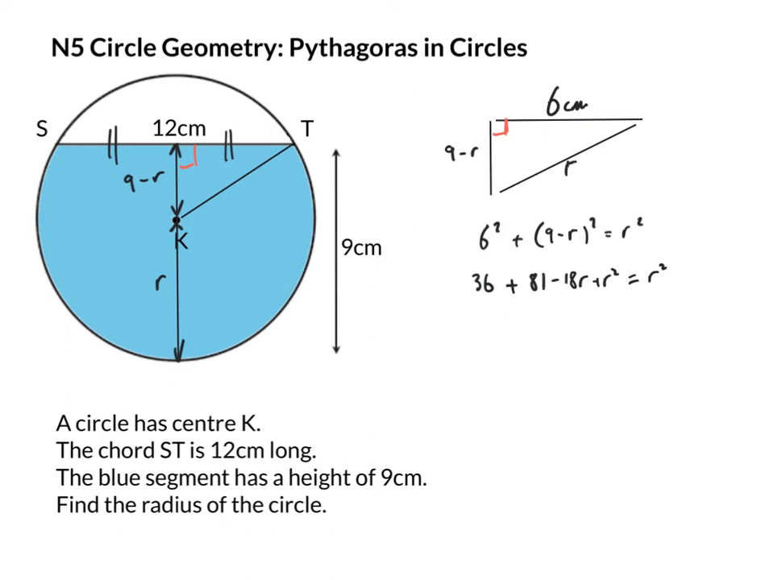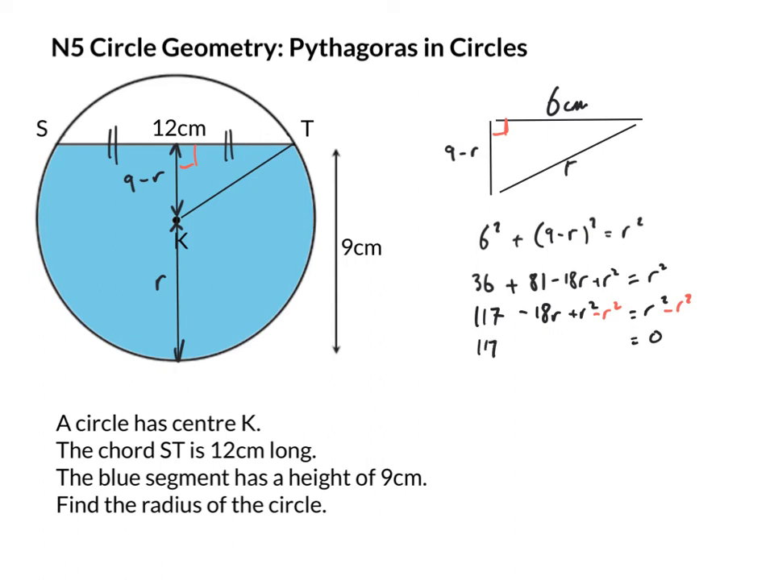That said, I'm sure some of you might have noticed that it's actually going to work out a little bit easier than that. Before I do any of that though, I'm going to tidy up these number terms. 36 plus 81, that is 117. I'll still have the minus 18R and the plus R squared, and that's still equal to R squared. I am going to take away an R squared from the right hand side, so I'll do the same to the left. This will leave me on the right hand side with nothing.